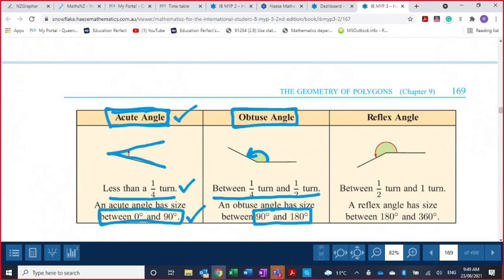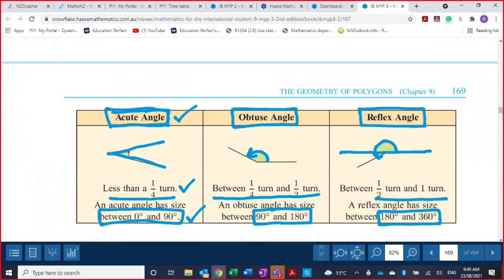Okay. And finally, the last one is something called a reflex angle. Now, a reflex angle is between 1/2 a turn and 1 full turn. So in other words, if this was a straight angle, you see the reflex angle is bigger than the straight angle. And that is between 180 degrees and 360 degrees. So that's everything else bigger than a straight angle, all the way up till you hit a revolution.